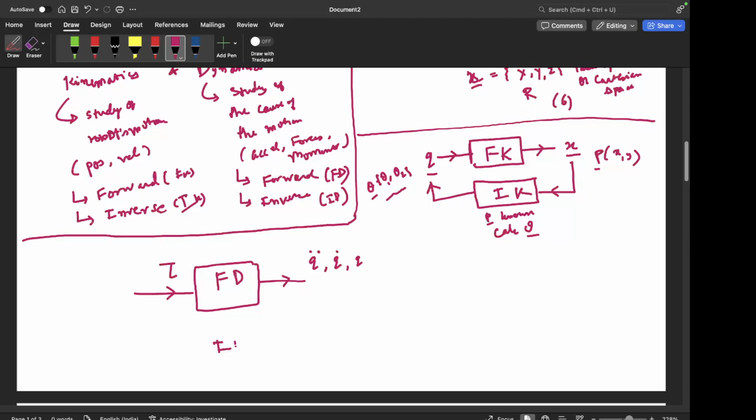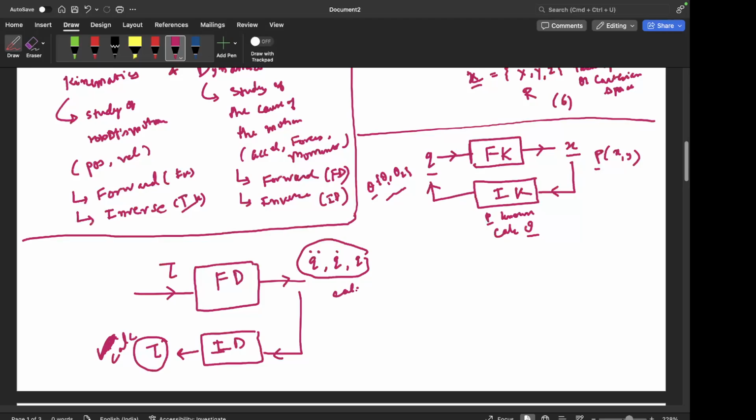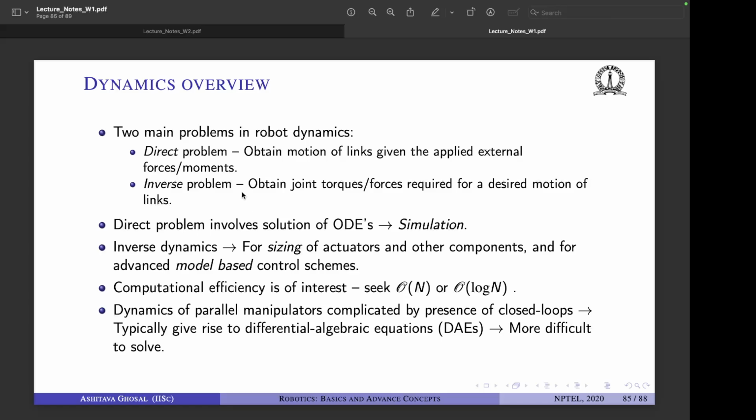And the inverse dynamics problem is, when these are known, then what is the required thing to cause these motions? So here this is calculated, and here this is calculated, right? That is consistent with the definition in the slides as well. The inverse problem is to obtain the joint torques and forces required for a desired motion of links.